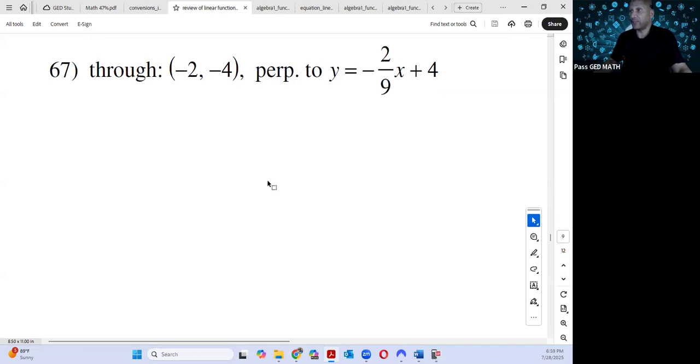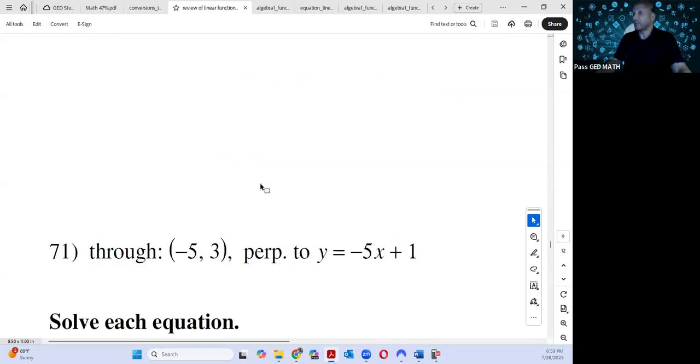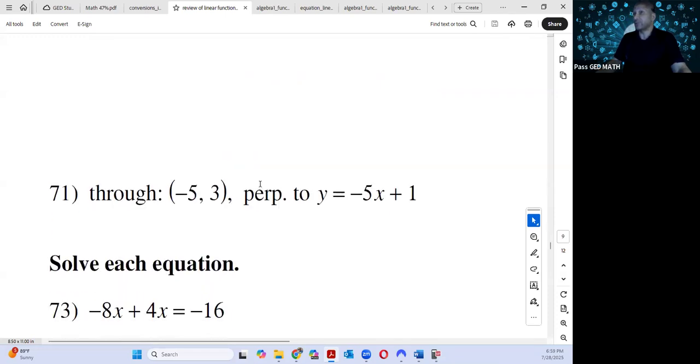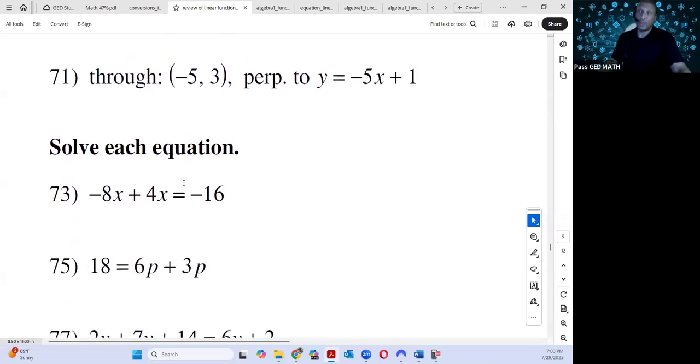Learn how to use this calculator. Now, perpendicular. X to, we ain't going to use that one. That's a tough one. Let's do this one right here. What is the equation of the line that passes through (-5, 3) and is perpendicular to -5x + y = -5x + 1?